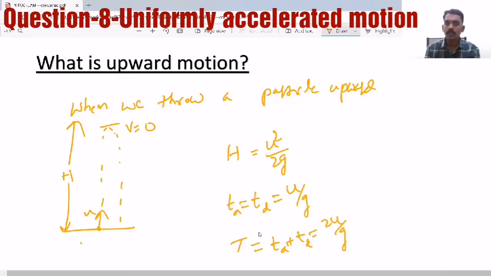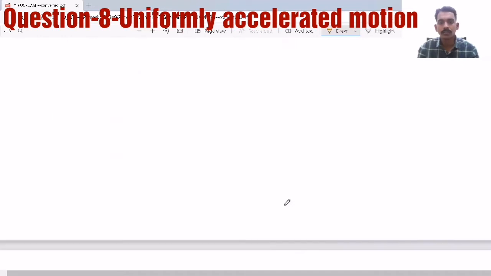And at every point, while going up or while coming down, the speed of the particle remains the same. So this is the thing you need to remember about upward motion.